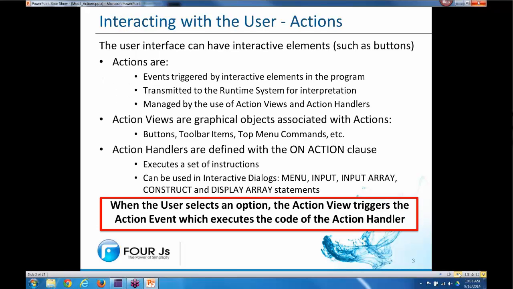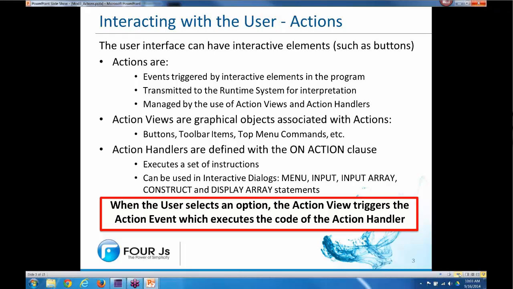So when it comes to interfacing with the user, you give the user the ability to have actions, and those actions are going to trigger something. Actions are events that are triggered by interactive elements in the program. You've turned control over to the user. These actions are then transmitted to the runtime system so that it can interpret them. And actions are managed by action views and by action handlers.